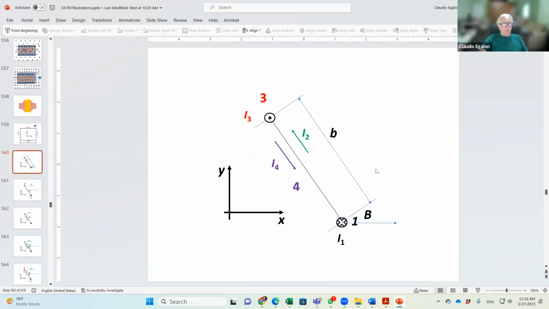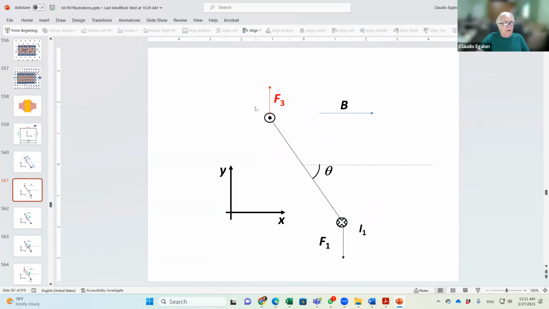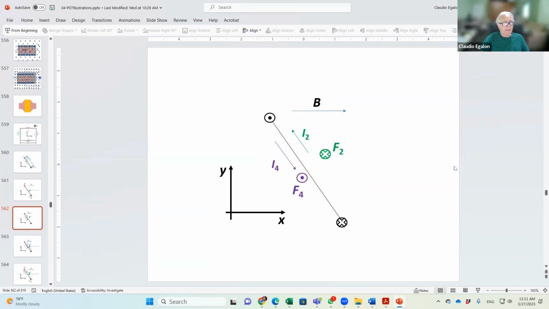F3 is going to be in the opposite direction of F1, right? Here you go. I'm going to put my magnetic field there as well, right in here. I3 cross B is going to be upwards. And that's exactly what you see here. F1 downwards, F3 upwards. But then you're going to have F2 into the board, F4 going towards you.